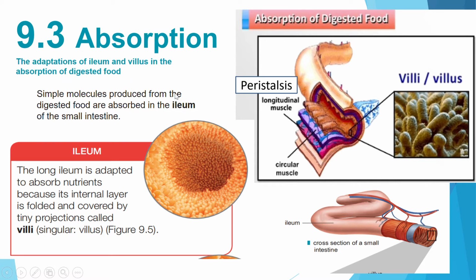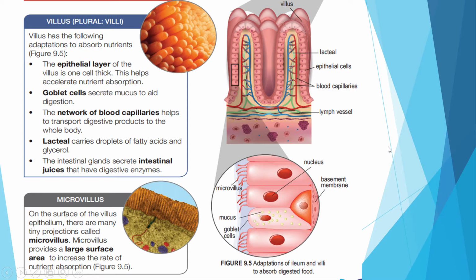Okay, so simple molecules produced from the digested food are absorbed in the ileum of the small intestine. The long ileum is adapted to absorb nutrients because its internal layer is folded. So you can see over here, it is folded and also covered by tiny projections known as villus. If it is plural, you call it villi. It's like a finger-like projection. And when we say it is highly folded, we know the reason is that we want to increase the surface area for more efficient absorption.